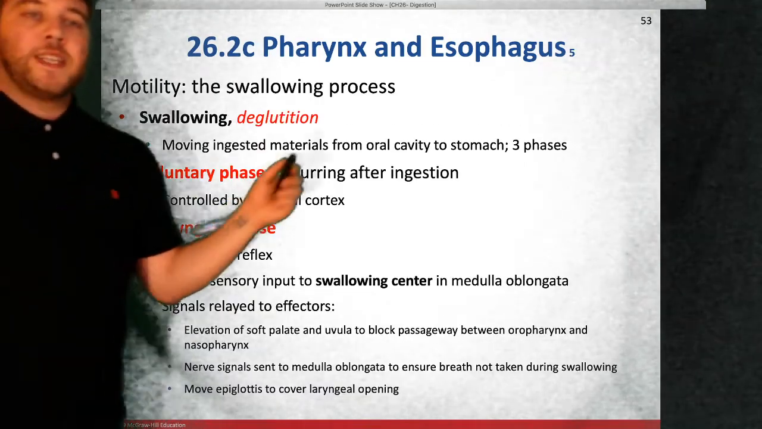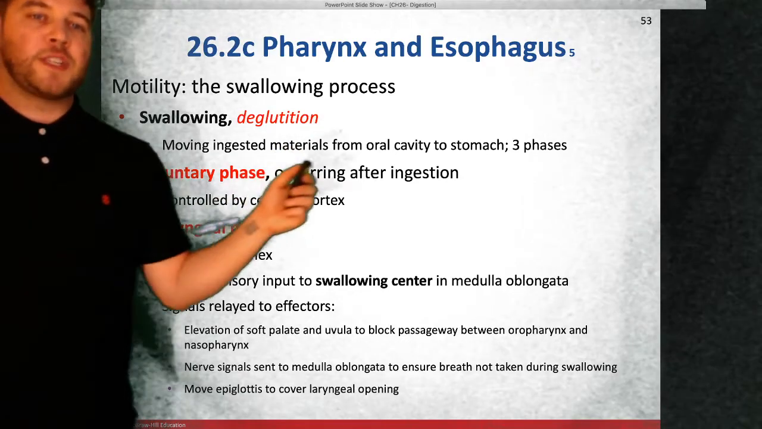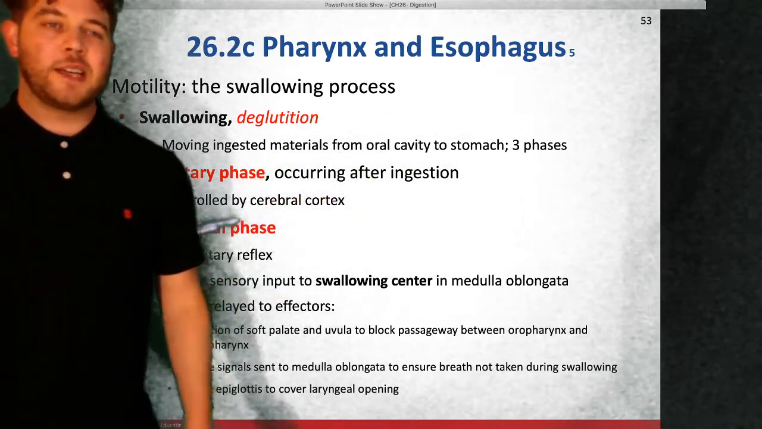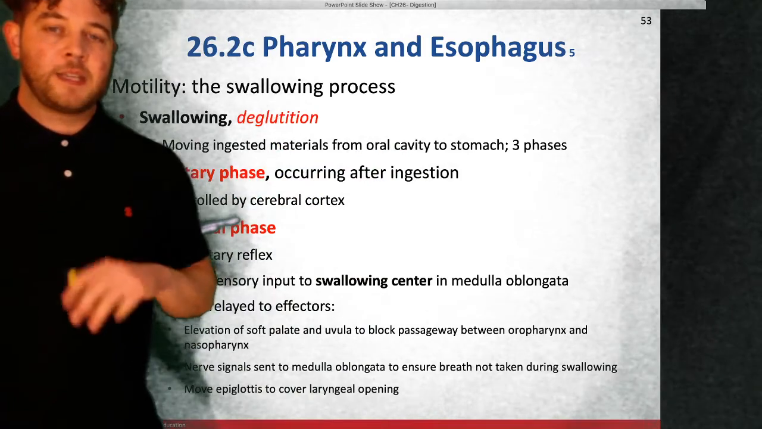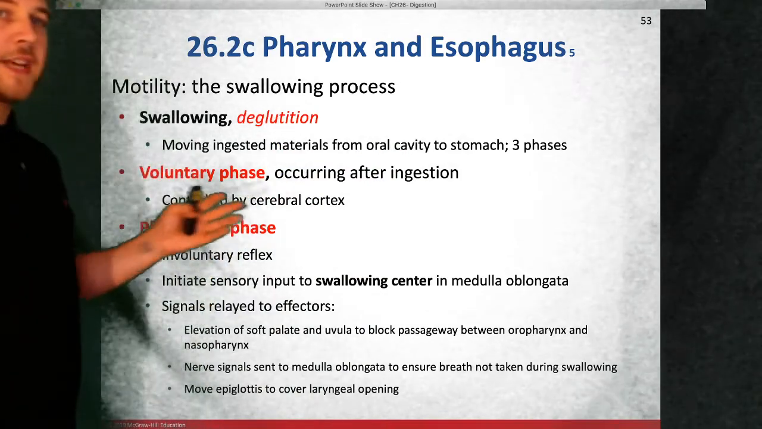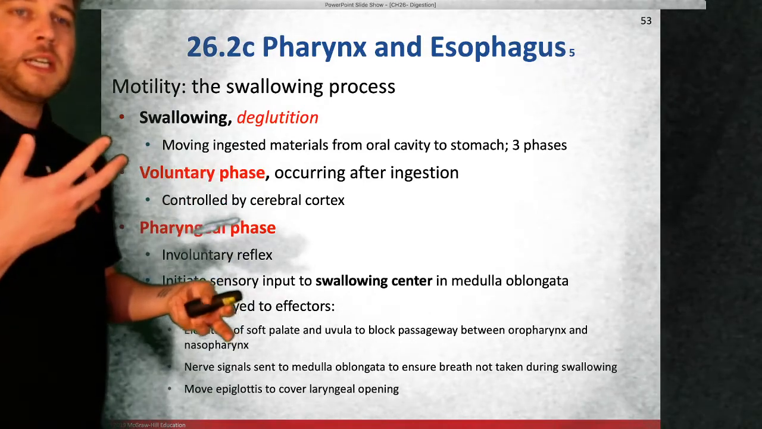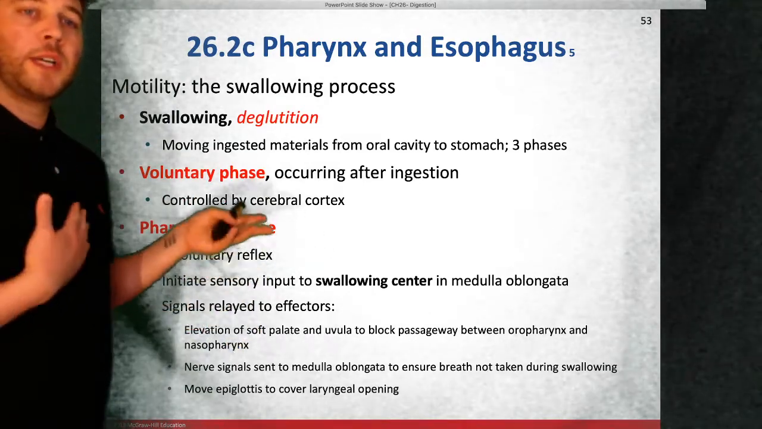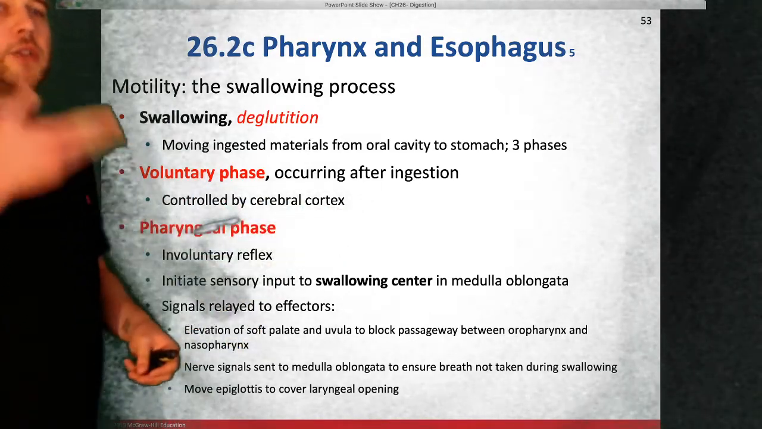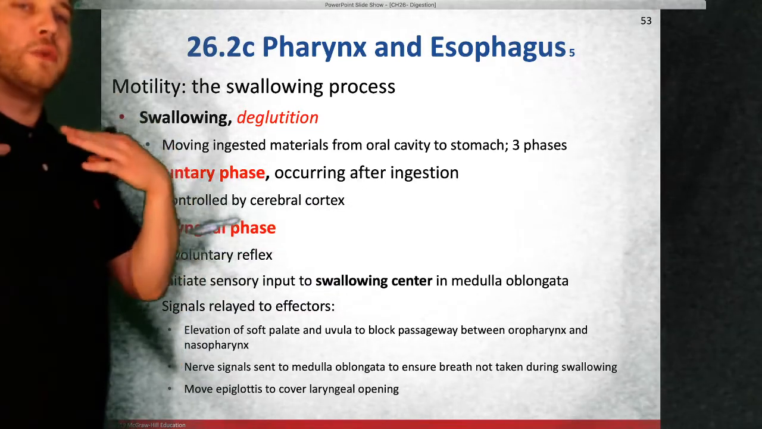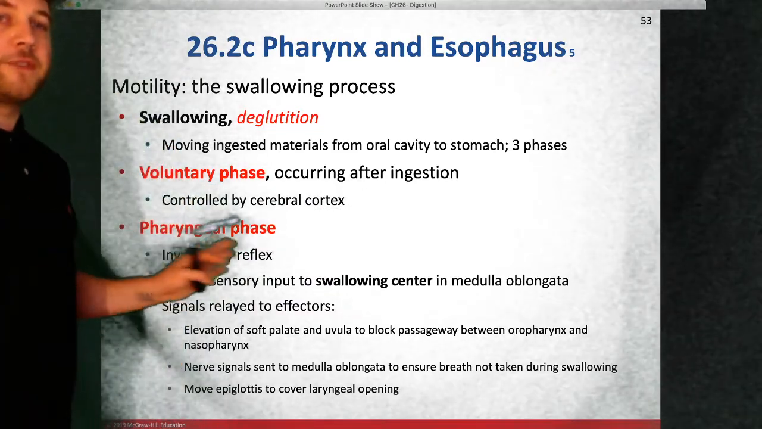The process of swallowing is deglutition, moving ingested materials from the oral cavity into the stomach, and this occurs via 3 phases. The first is the voluntary phase, occurring after ingestion, so you put something into your mouth and you chew it, and then you decide, okay, it's time to swallow. This is controlled by your cerebral cortex. You start to use your tongue, you push food back, and then you go into the pharyngeal phase.